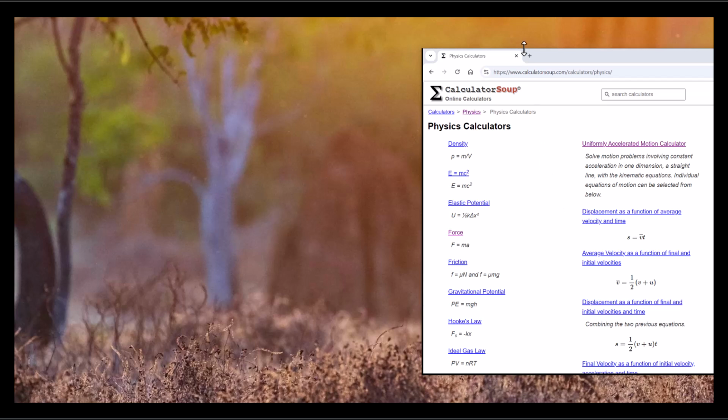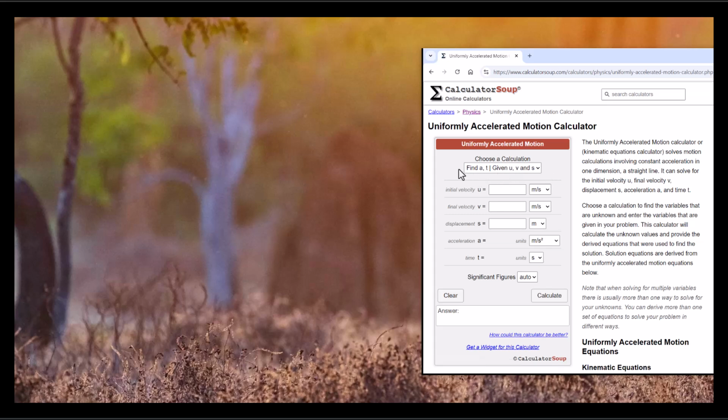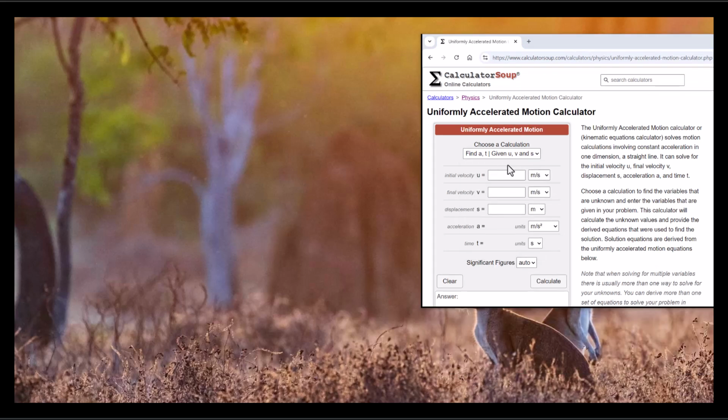So this is a physics calculator for force, but you can go back over here to the uniformly accelerated motion calculator, and we have to find out which one of these we want to use. There's a whole list of them. And so what we want to calculate is velocity and time, and I like to put it in numbers that Americans use.